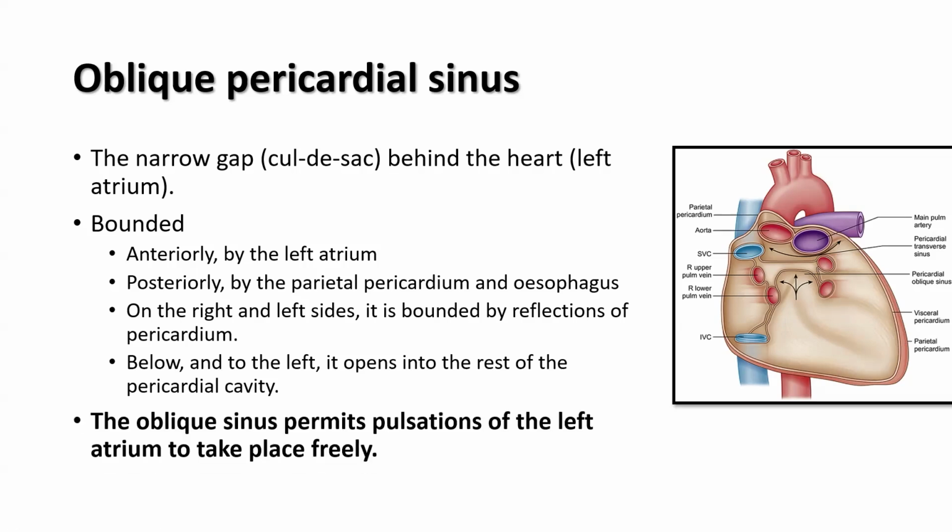Now, what is the importance of the oblique pericardial sinus? This oblique pericardial sinus permits pulsation of the left atrium to take place freely. For free pulsation of the left atrium, this oblique pericardial sinus is very helpful.